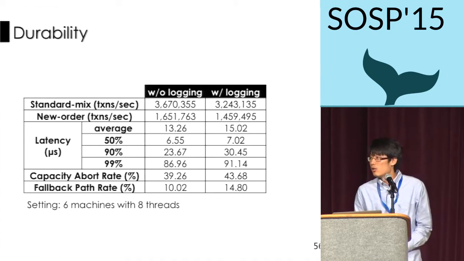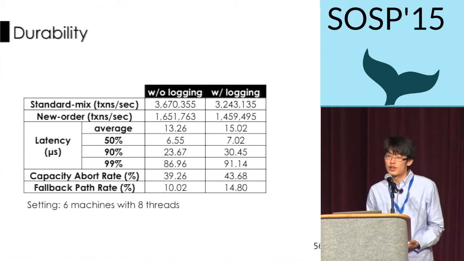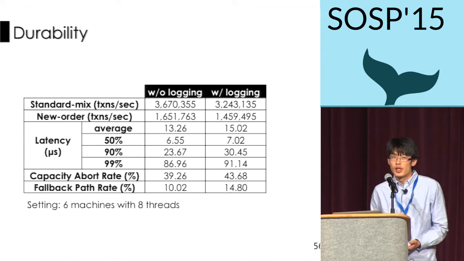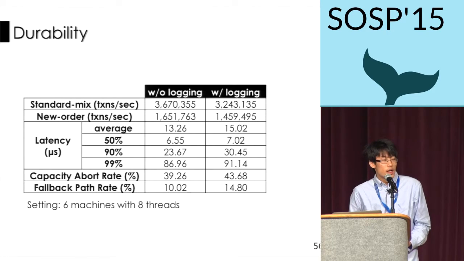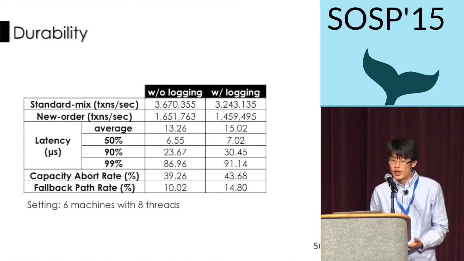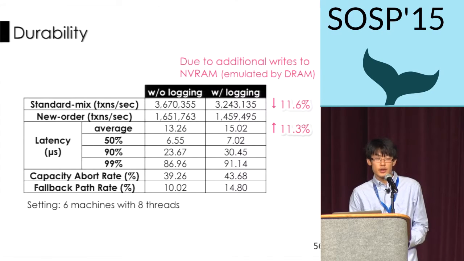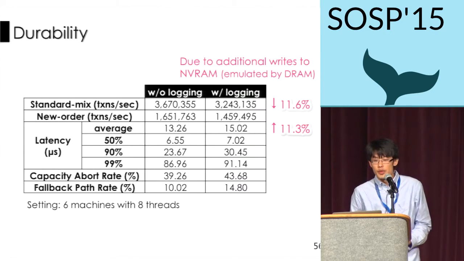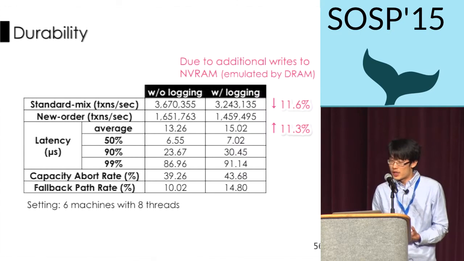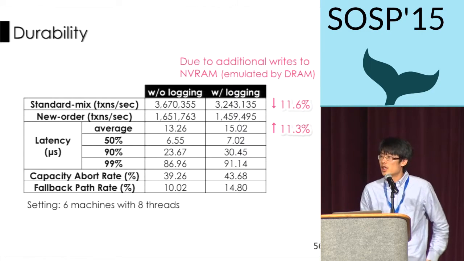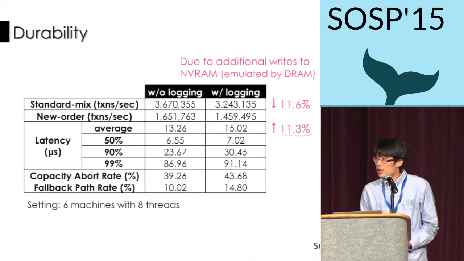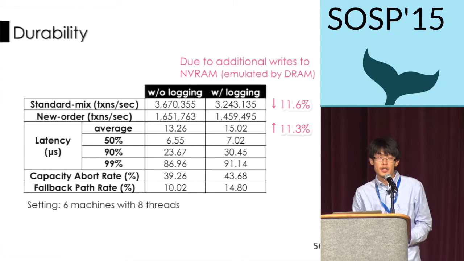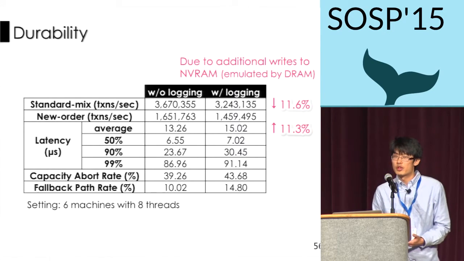So finally, I will show how our performance changes when we enable logging for durability. We use TPC-C for this test, with a setting of 6 machines, and each machine is configured to use 8 worker threads. We use a dedicated DRAM to emulate non-volatile memory. As we can see in the table, our throughput dropped about 11% when we enabled logging. The performance drop is mainly because there are more writes in an HTM transaction, which will cause more HTM capacity aborts. However, we think this performance drop is acceptable.